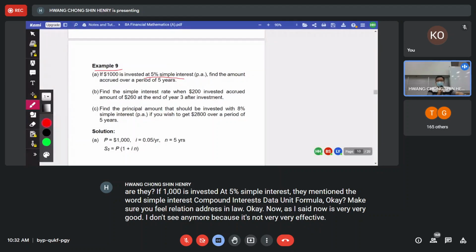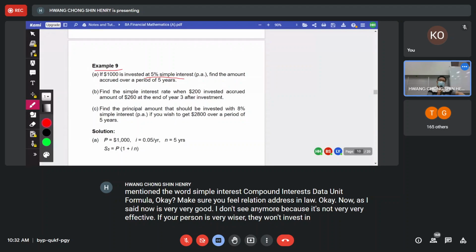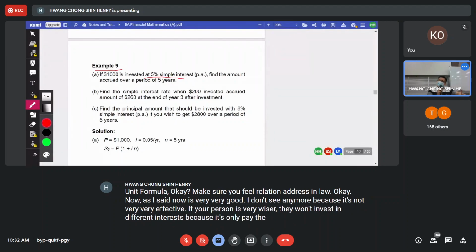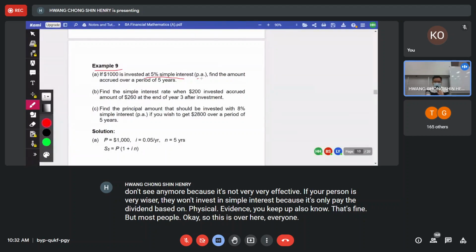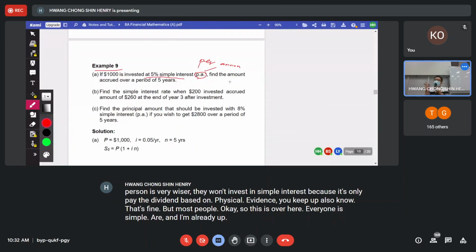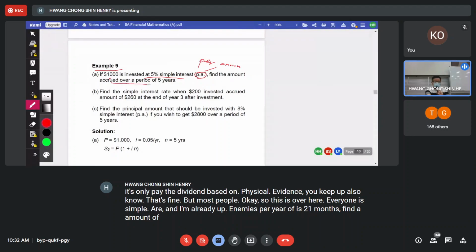If a person is very wise, they won't invest in simple interest because it only pays the dividend based on your principal. Your dividend you keep also has no earning. What's the point? Most people will go for compound interest. Okay, so everyone take note. PA stands for what? Per annum. Highlight this. Per annum means per year, which means 12 months. Find the amount accrued after exactly 5 years. So what's the answer?